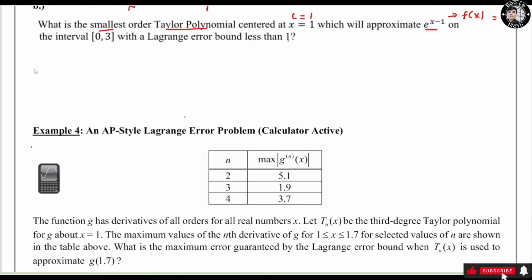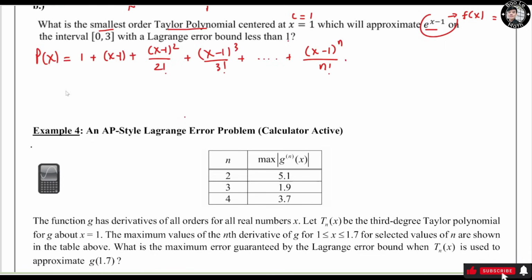So first you need to have the Taylor polynomial for this one, right? You already learned it in topic 10.11. If you don't know how to do it, just visit that video. And we're going to revisit this concept in topic 10.14. So I'm going to leave this one for you to practice. I'm going to give you the answer for the Taylor polynomial.